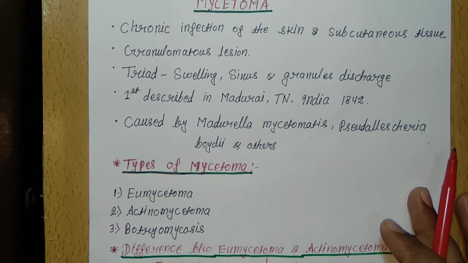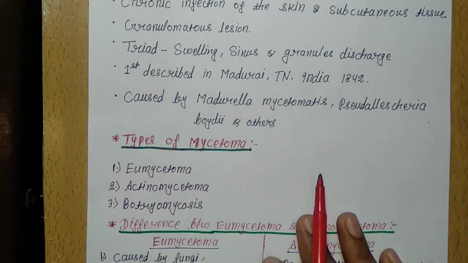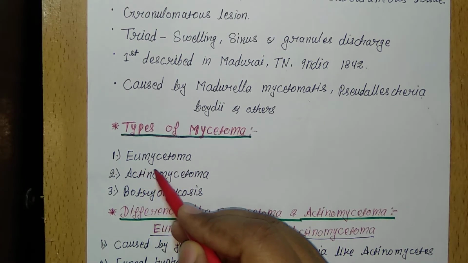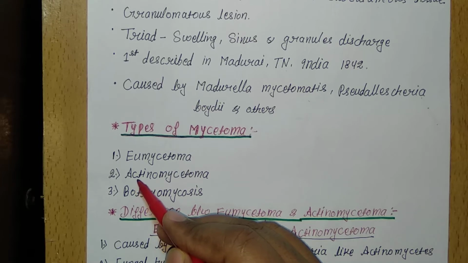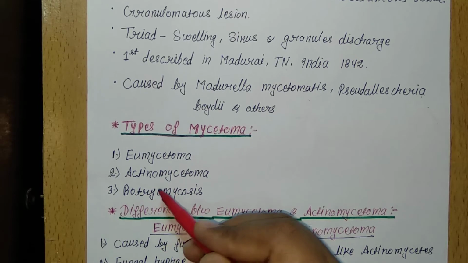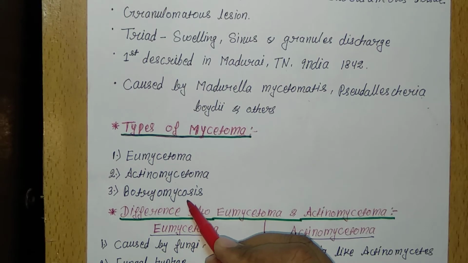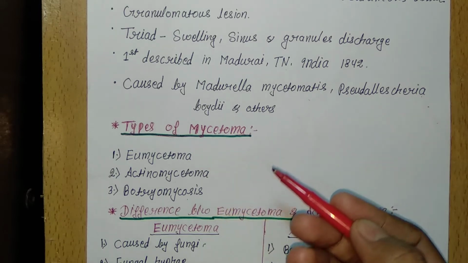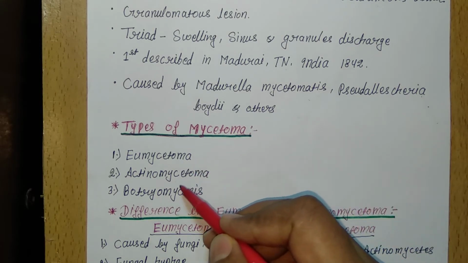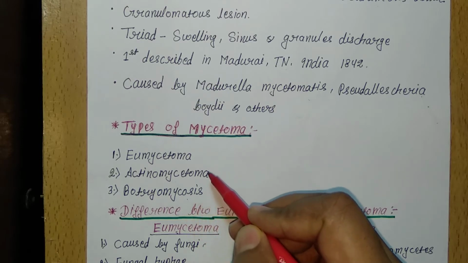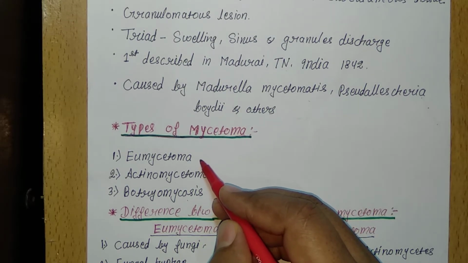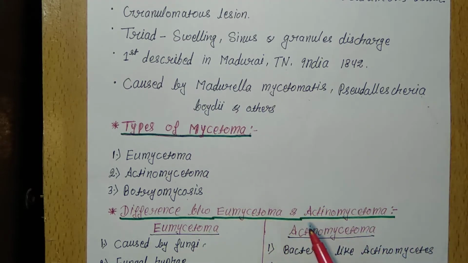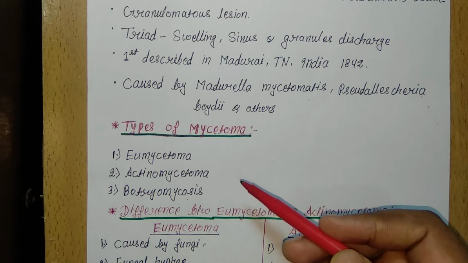So guys, what are the types of mycetoma? Mycetoma is subdivided into three types: one is eumycetoma, another is actinomycetoma, and the last is botryomycosis. Here I will discuss a little bit about each. Eumycetoma is a chronic granulomatous fungal disease, and this mostly affects our limbs.